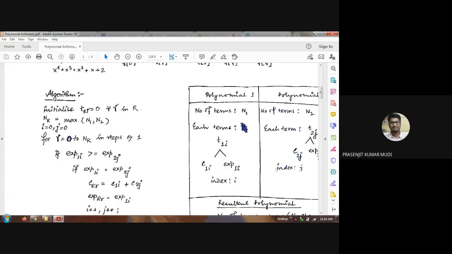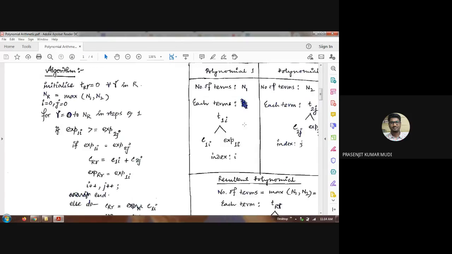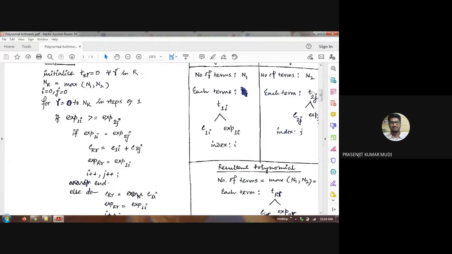Now, these are actually notations which we will use in the algorithm. Each term in the first polynomial is represented by T1, and similarly for polynomial 2, it will be T2. To represent which term of polynomial 1, we write T1I, where I means the ith term of polynomial 1. Similarly, T2J means the jth term of polynomial 2. So each term of polynomial 1 and 2 is represented by the notation T1I and T2J respectively.